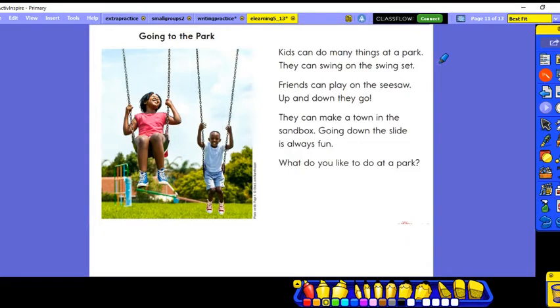Which one of those sentences tells what the story is all about? Every sentence in the story is about kids can do many things at a park. So that's the main idea. Kids can do many things at a park. Now let's look for some supporting details or some important details in the story.